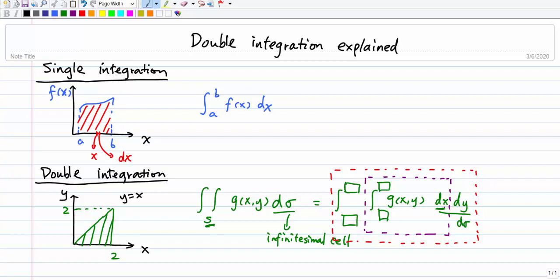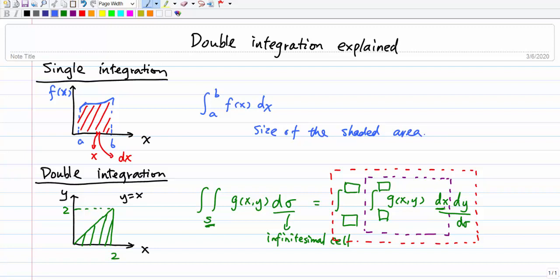What it means is to try to figure out the area of the shaded region, assuming that my function f(x) for the range of x is given by this curve. So this is the area, the size of the shaded area.